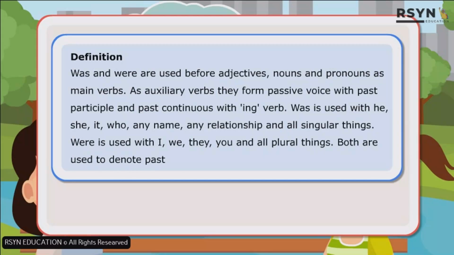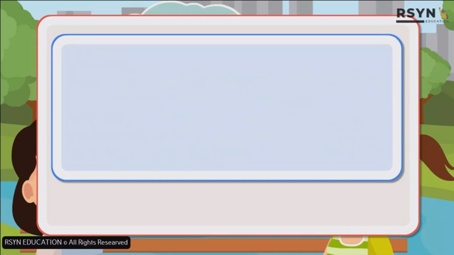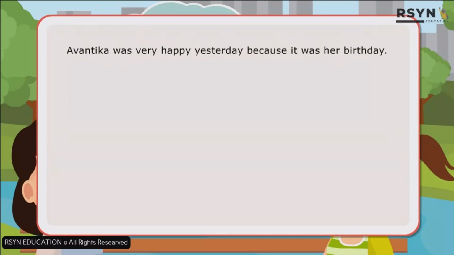Let us look at a few sentences. Avantika was very happy yesterday because it was her birthday. Ratan fell down while he was playing football. The students were summoned by the principal.